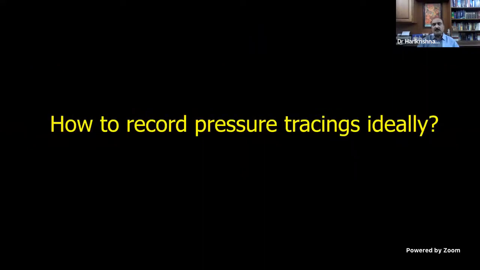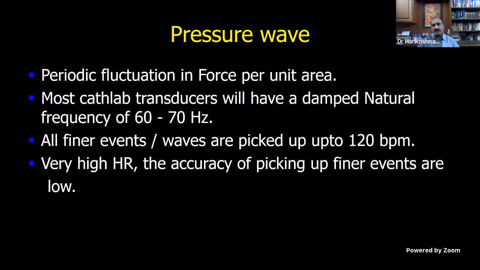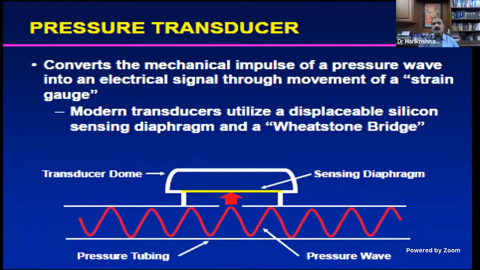The next question you will be asked is how to record the pressure tracings ideally. That is one thing which can be asked. The pressure waveform is a periodic fluctuation in force per unit area. Most cath lab transducers will have a damped natural frequency of 60 to 70 hertz, and beyond 120, the accuracy of picking up the finer waves becomes very difficult.